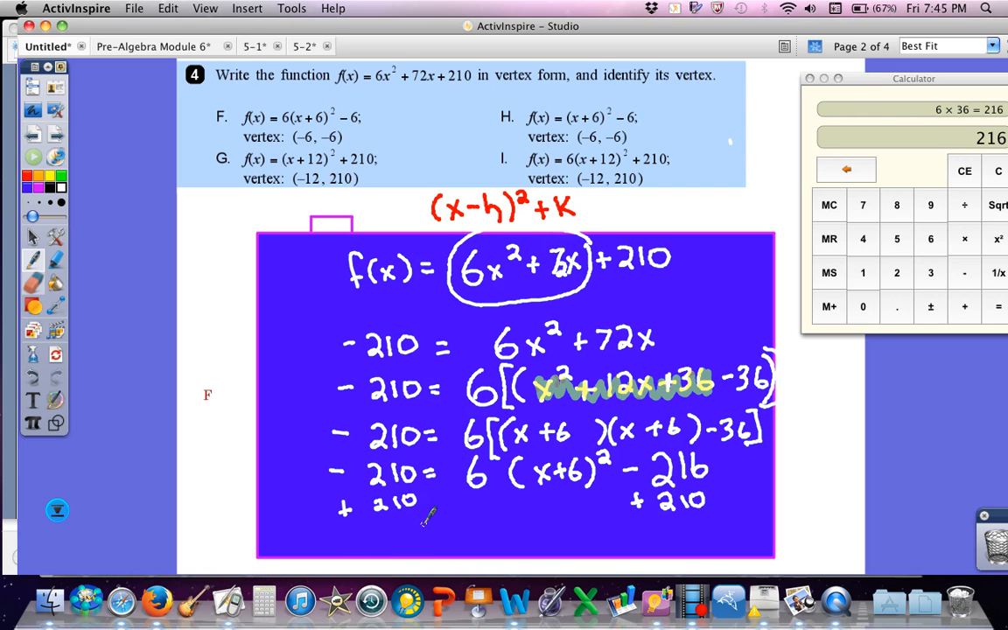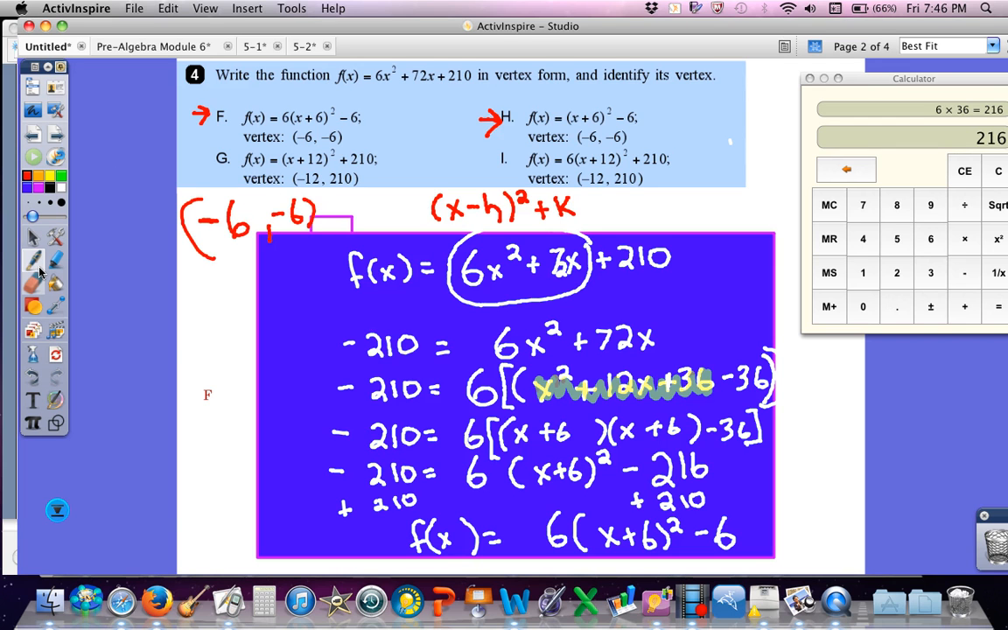I add 210 to both sides, and I get f of x equals 6 times (x plus 6) squared minus 6. Now remember, okay, so 6, that matches, and that matches. But I needed to write it in vertex form, and I also needed to find the vertex. Since the default here is negative, since I have positive, that means my x value is negative 6. Okay? And my y value is negative 6.